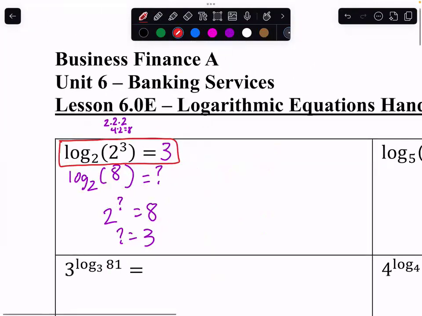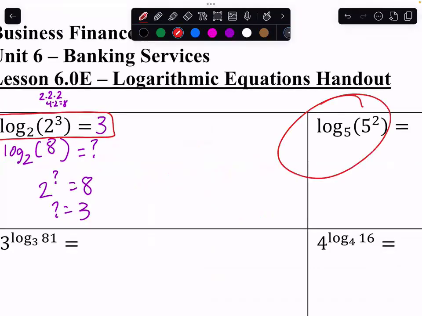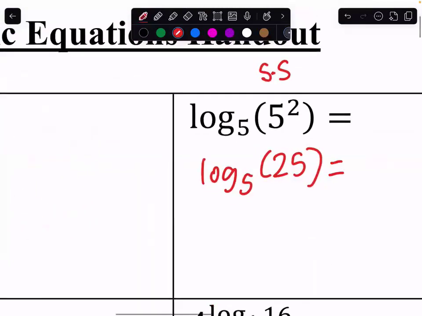Okay, so let's do another one. Log base 5 of quantity 5 squared, or 5 to the second power. Again, let's simplify what's in the argument first. 5 squared means 5 times 5, which is 25. Now we're trying to figure out what is log base 5 of 25. And again, the meaning of this: what exponent goes on the base of 5 in order to turn into the argument of 25.